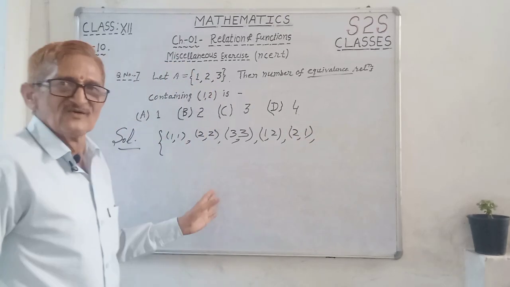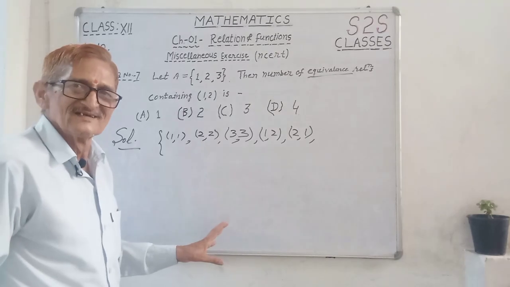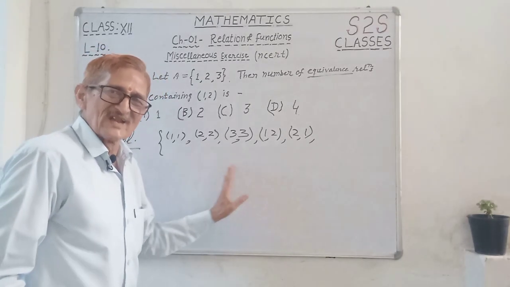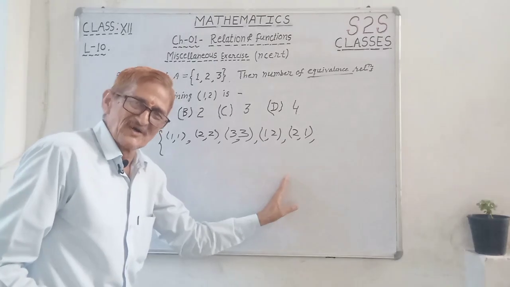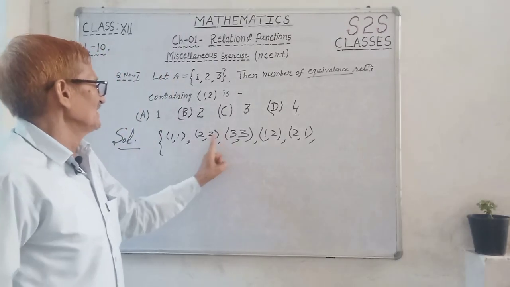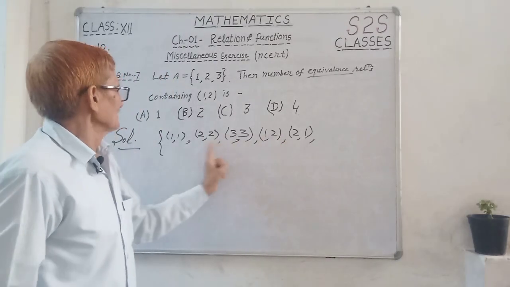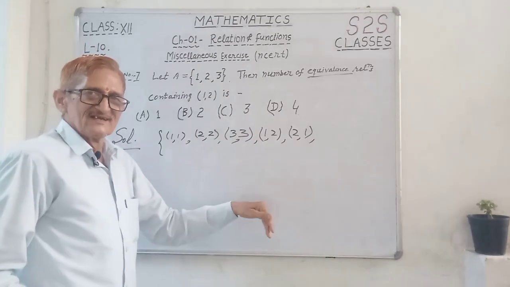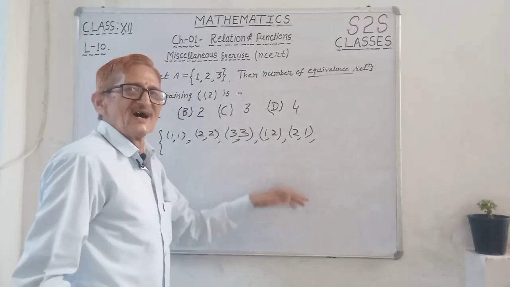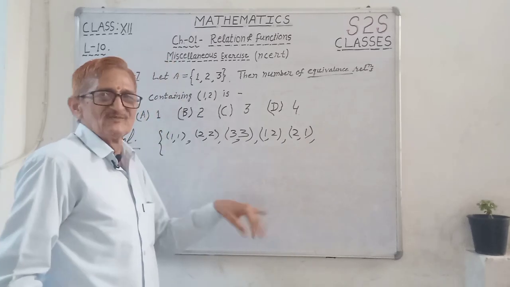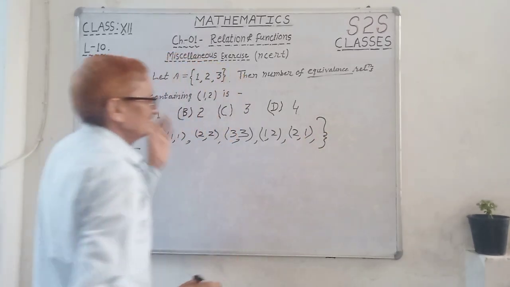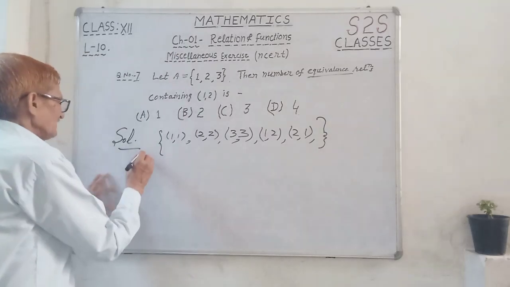Okay, now it is reflexive, symmetric and transitive. Why transitive? Because you will see (2,2), then (2,1), then (2,1) is there. For every element, if (A,B) belongs to R and (B,C) belongs to R, then (A,C) belongs to R. Then it is an equivalence relation.